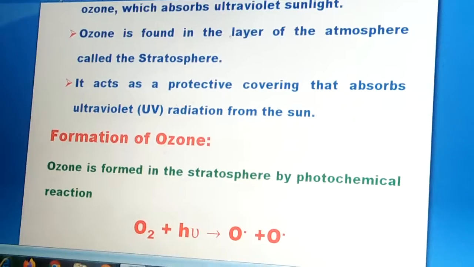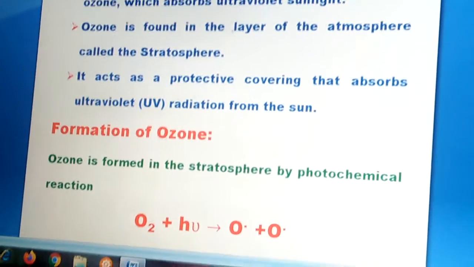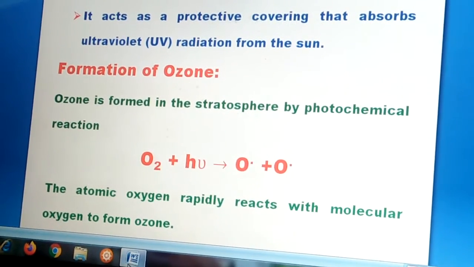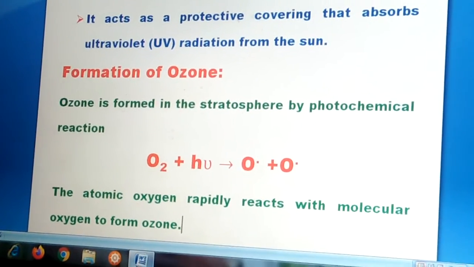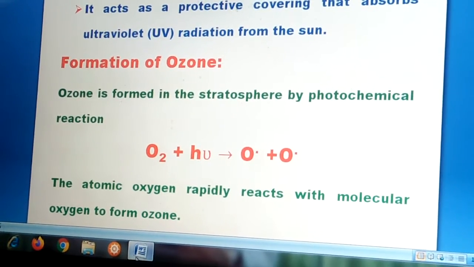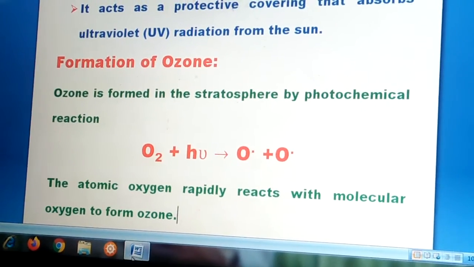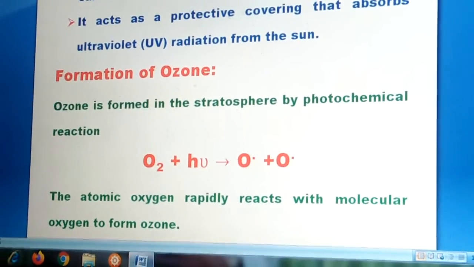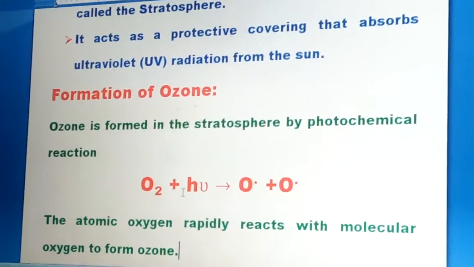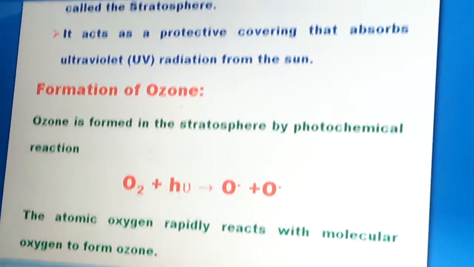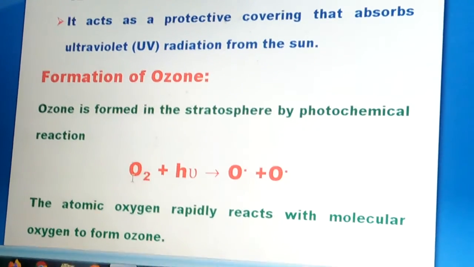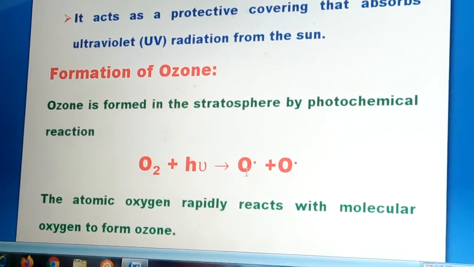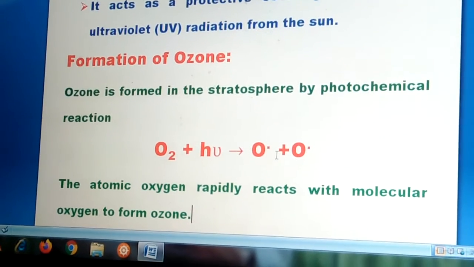What is a photochemical reaction? That is a chemical reaction carried out by light. You can see the reaction here. So what is happening here is that the oxygen molecule will undergo photochemical cleavage. That is, by absorbing energy from the sunlight, it will be cleaved to give oxygen radicals. You can see this equation: O2 plus hν, the energy of light, gives O• plus O•. The bond contains 2 electrons. On homolytic cleavage, it is converted to free radicals, splitting by equal sharing of the electrons.